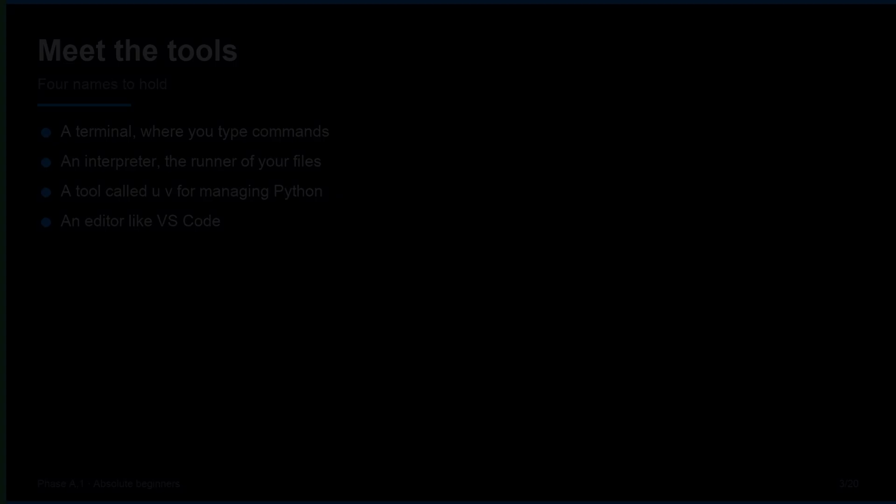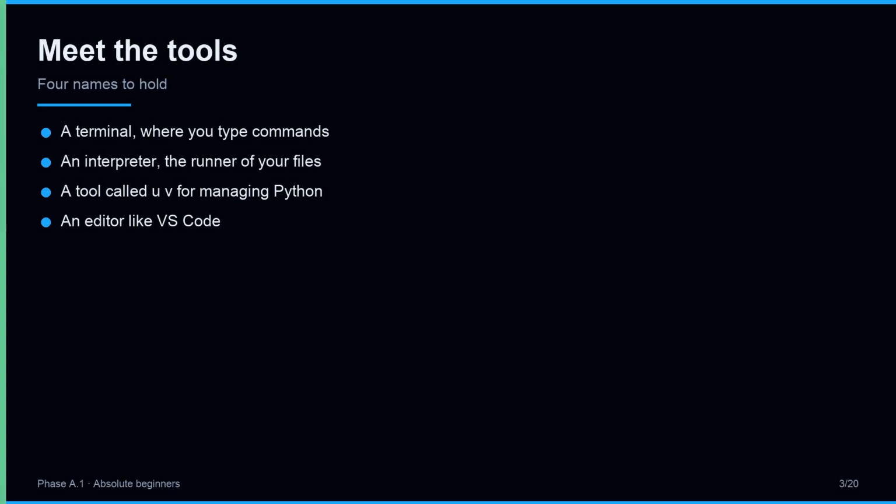Nothing to install. Here are the 4 tools we will meet, only by name for now. A terminal, the place where you type commands. The Python interpreter, the runner that reads your file and does what it says. A friendly tool called UV, which helps install and manage Python itself. And an editor, a program for writing code comfortably, the most common one being VS Code. 4 names. That is all this lesson asks you to hold for now.